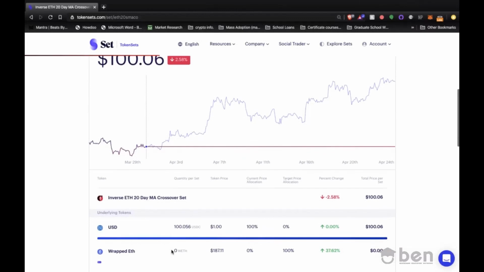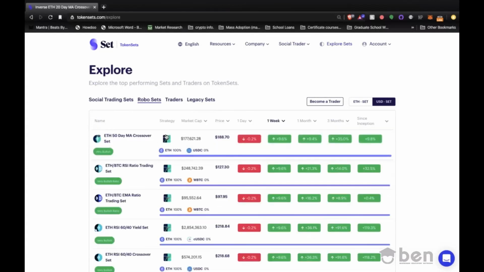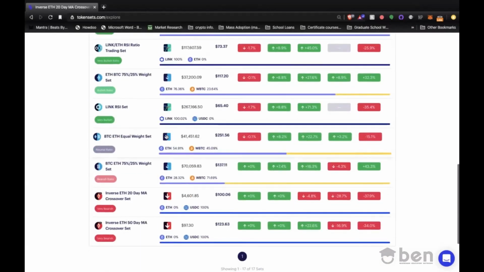So it's pretty simple. If the market is in a bull trend, right? This set in particular, or anything that follows the inverse trading strategy, will be in the opposite asset. So 9 times out of 10 be in a stable coin, right? So let's see another inverse strategy to kind of give you more perspective of what I'm talking about here.